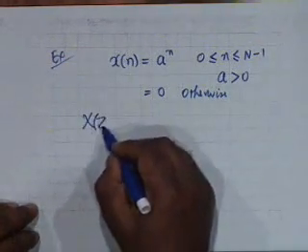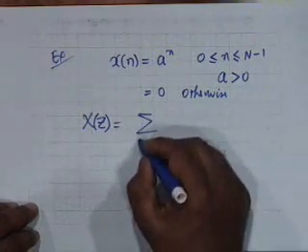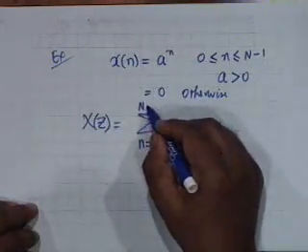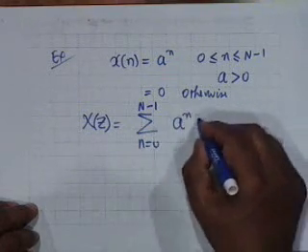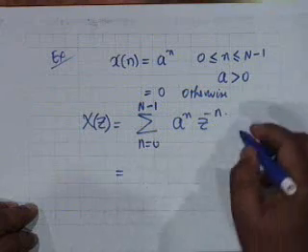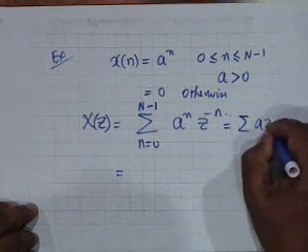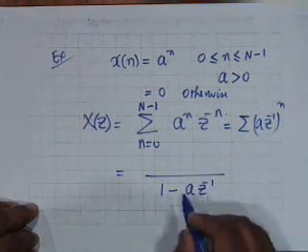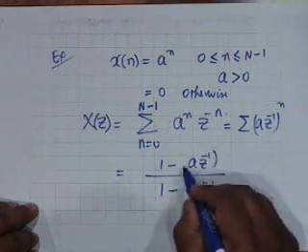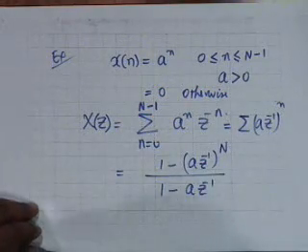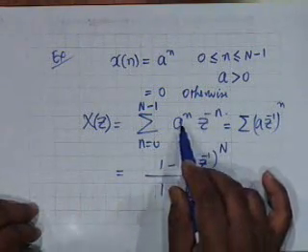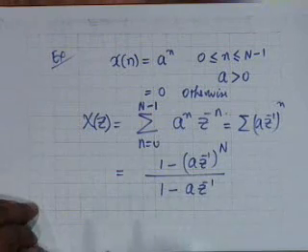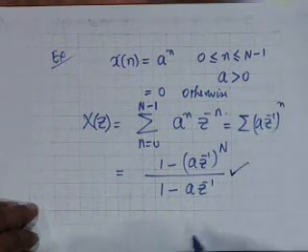The Z transform of this, if I apply the definition, is the summation over n equals 0 to N minus 1, the only range over which the sequence exists, of a to the n, that is x of n, times z to the minus n. Naturally, this can be written as the summation of (a z inverse) to the power n, and therefore the summation is (1 minus (a z inverse) to the power capital N) divided by (1 minus a z inverse). The common ratio is a z inverse. If the first term was not unity, you would have to write the first term first. This is the summation.